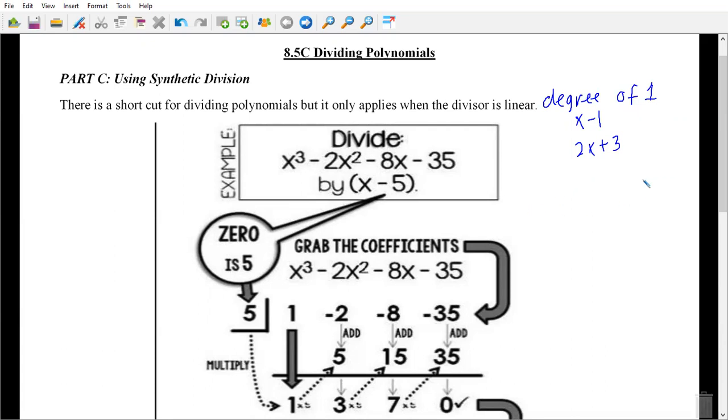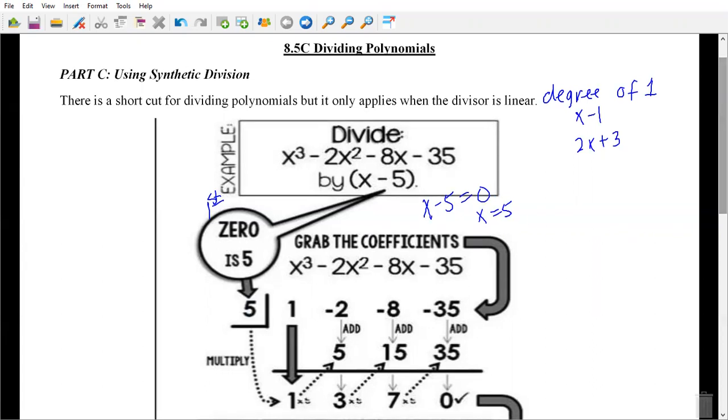Okay. So when we're going to look at this completed example, we say if we want to divide x cubed minus 2x squared minus 8x minus 35 by x minus 5. The first thing we're going to do is find the 0. So if I have x minus 5, the 0 is 5. Finding the 0 means that I take x minus 5, set it equal to 0, and I get 5. Does that make sense? Yes.